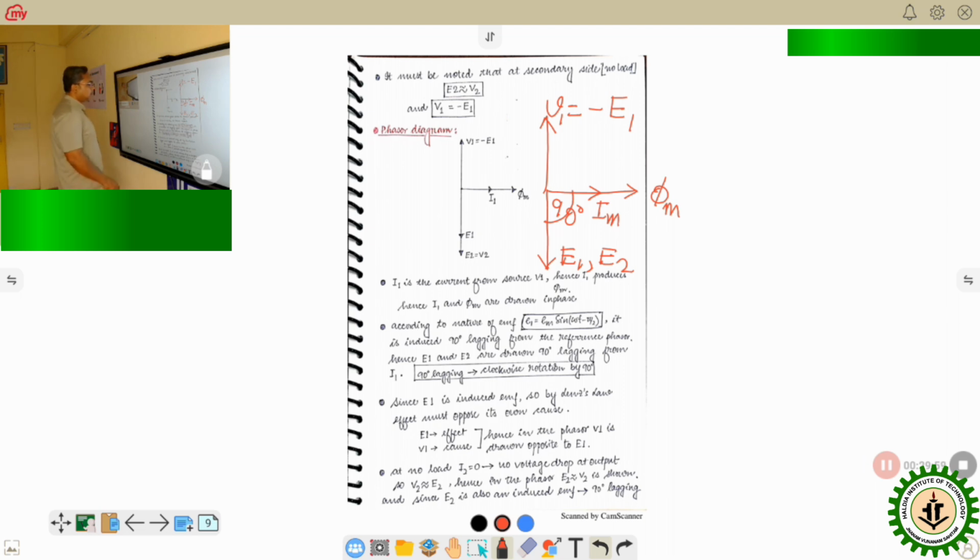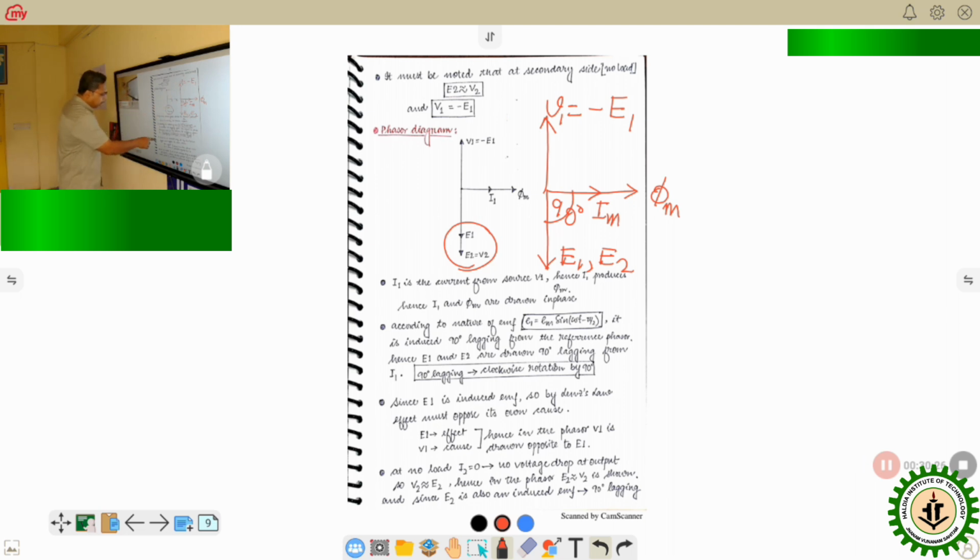In the phasor diagram, I have written that E2 is almost equal to V2 because it is an ideal transformer and load is zero, nothing is connected at the transformer output side. Output side is open, so whatever voltage is generated at the output side will be equal to E2, and E1 is almost equal to V1.